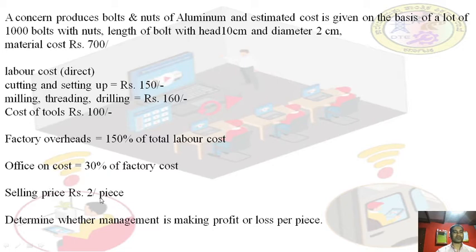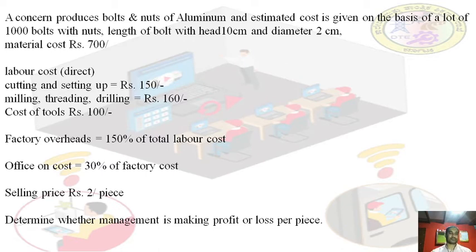Selling price is 2 rupees per piece. Selling price is also given. Determine whether the management is making profit or loss. So you have to calculate whether the management is making profit or not. He has mentioned the selling price also, so we just need to calculate the total cost. Selling price minus the total cost will give you the profit.